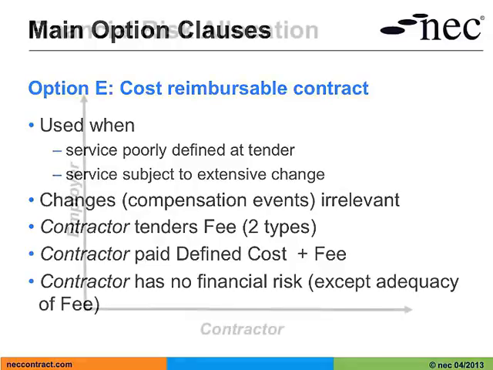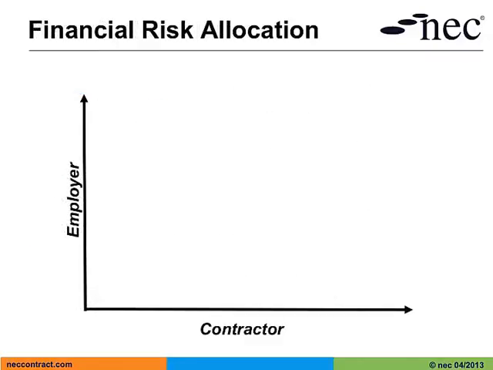This slide just summarises where most of the financial risk lies in each one of the main options in the term service contract. So if you think about option A, that was the priced contract with price list, most of the financial risk here is borne by the contractor, and the employer has the most certainty about the financial outcome of the contract.